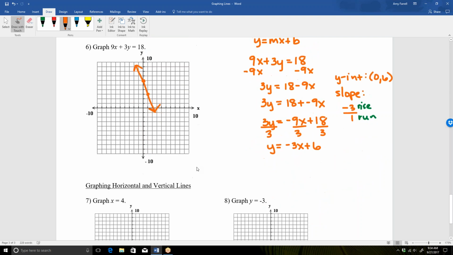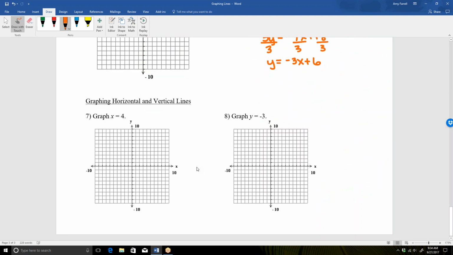Okay. I have 2 more examples here. I just wanted to also put in this video graphing horizontal and vertical lines. And I feel like students try to memorize these, try to figure out, okay, if it's x equals, that means this, and I can't remember. So I'm just going to explain how you can tell; you don't have to memorize.